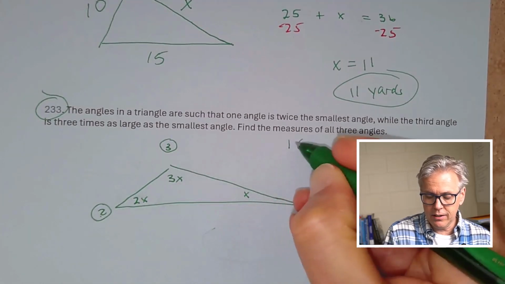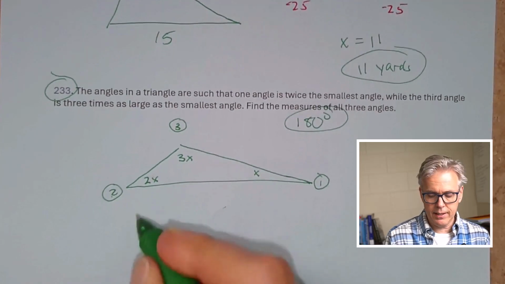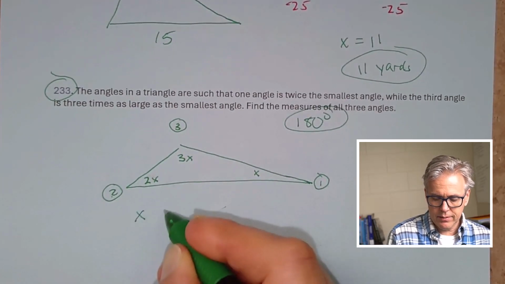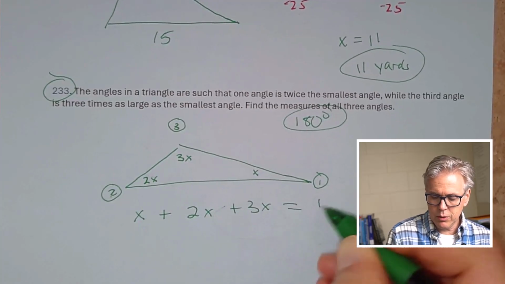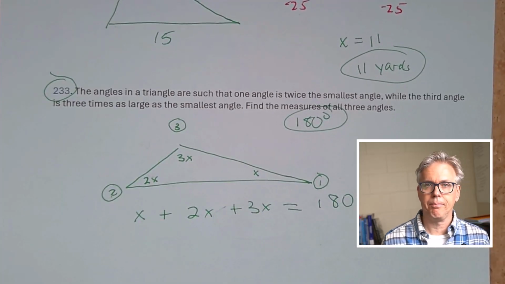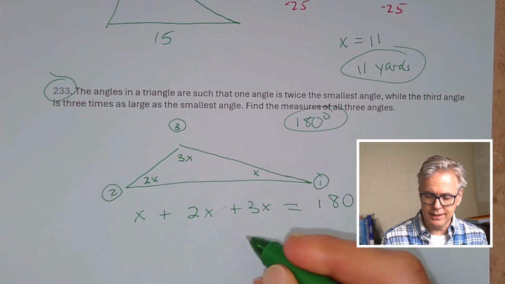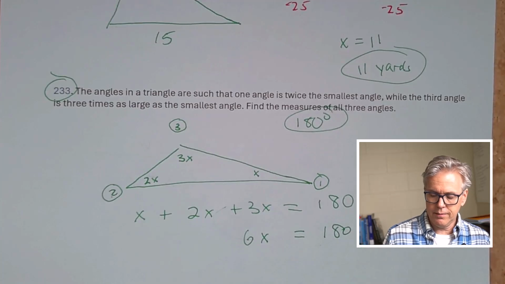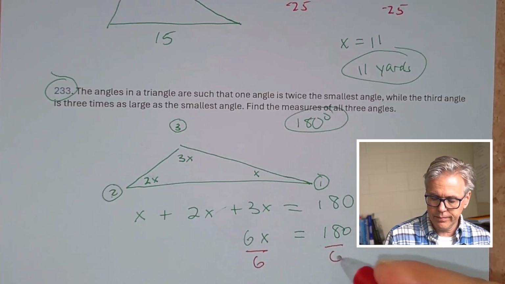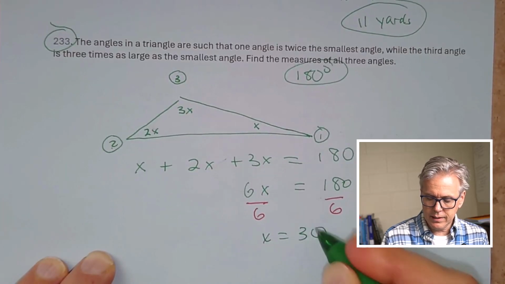And recall what the sum of the measures of the angles of any triangle are. It's 180 degrees. So 180 degrees is what I'm going to sum these to. So you want to write that expression. You can say x plus 2x plus 3x equals 180. And then you'll solve it. So 1x plus 2x is 3x. 3x plus 3x is 6x. So we have 6x equals 180. Divide both sides by 6. And I'll get x equals 30.